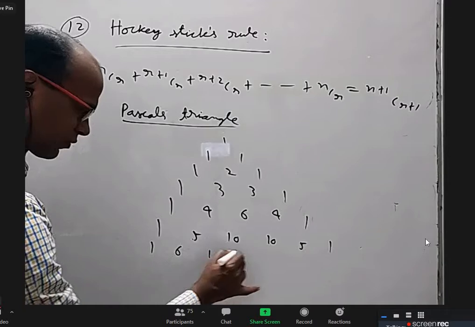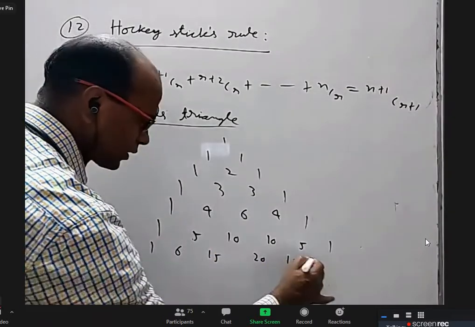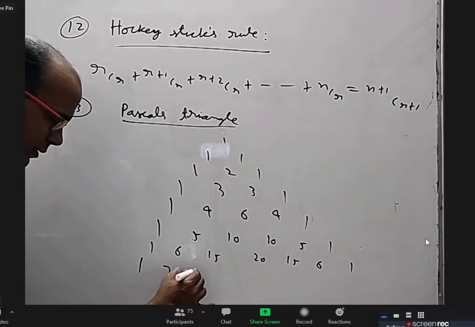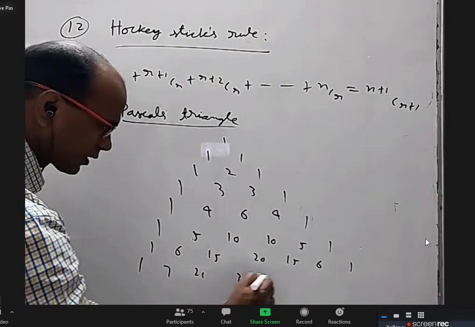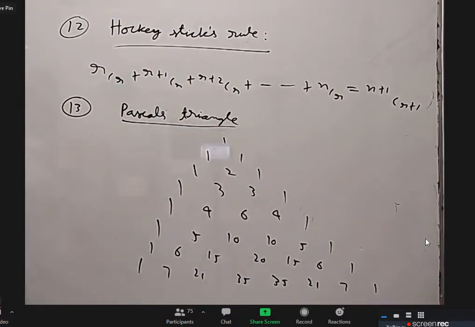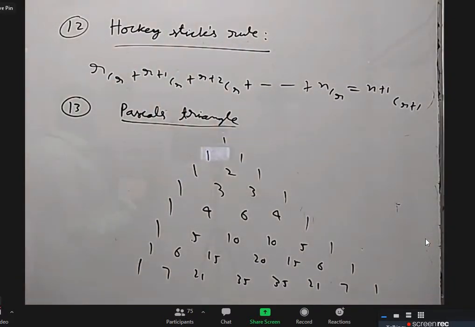1, 6, 15, 20, 15, 6, 1. Correct. One more. 1, 7, 21, 35, 35, 21, 7, 1. Okay. Of course, I think there are many interesting facts about this.